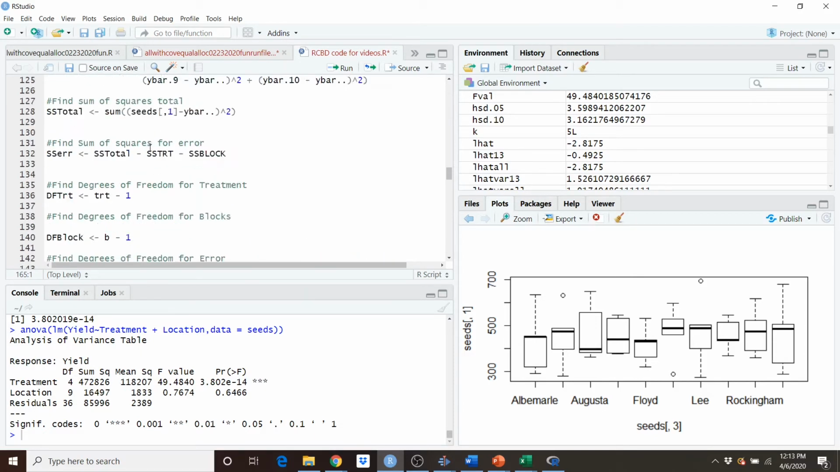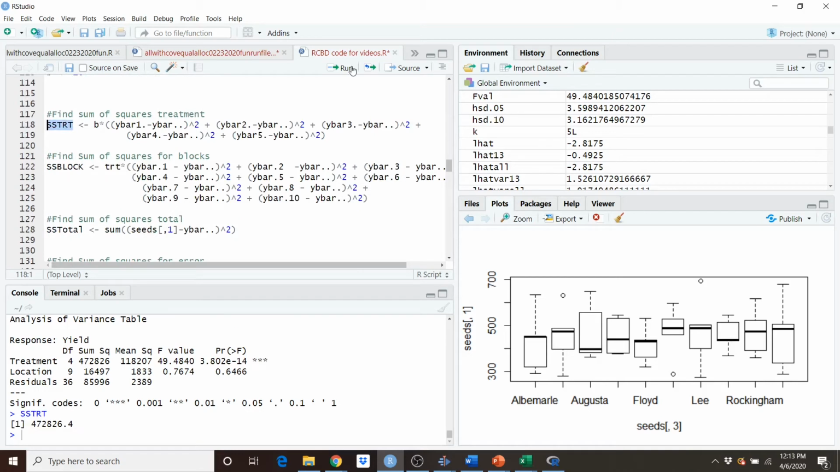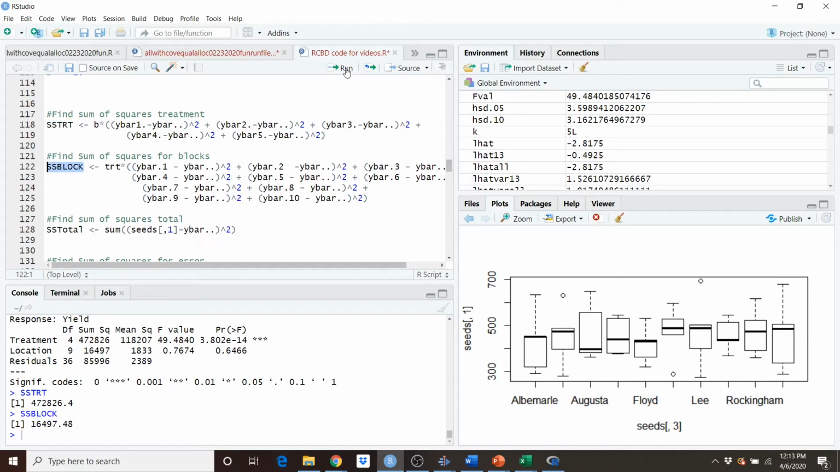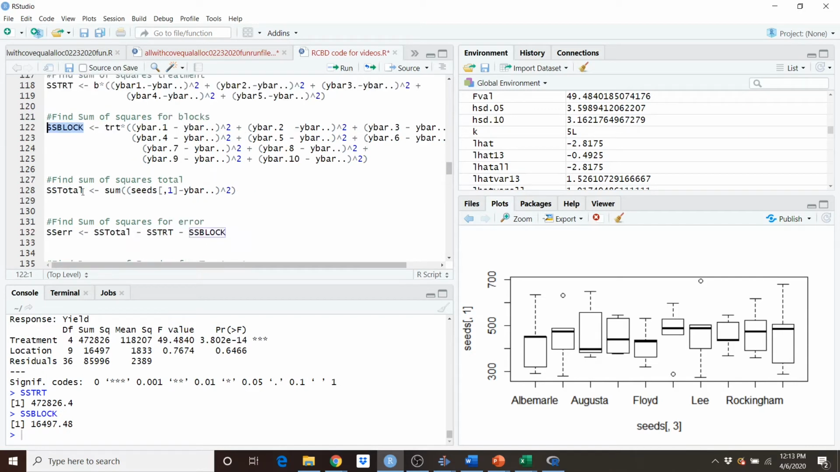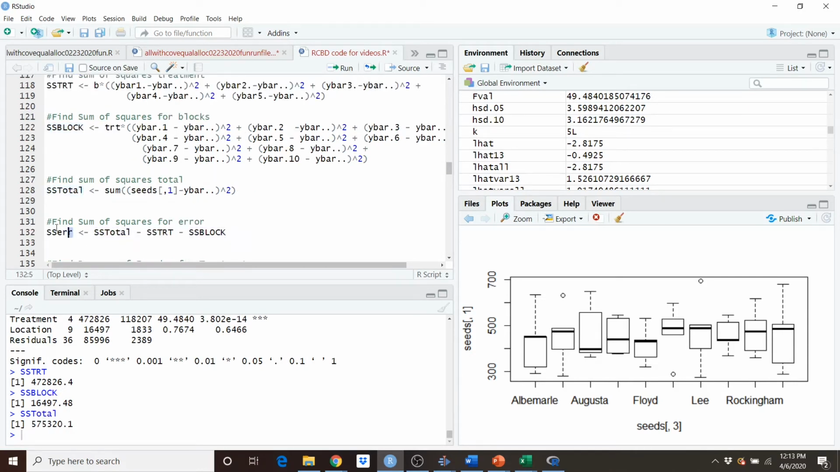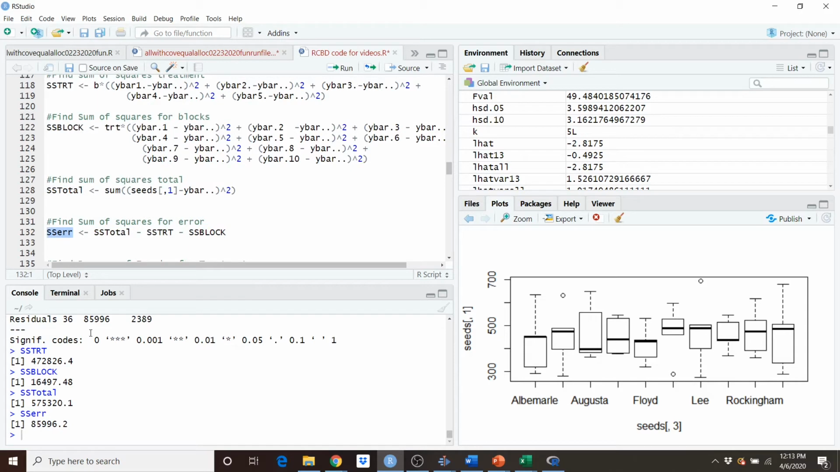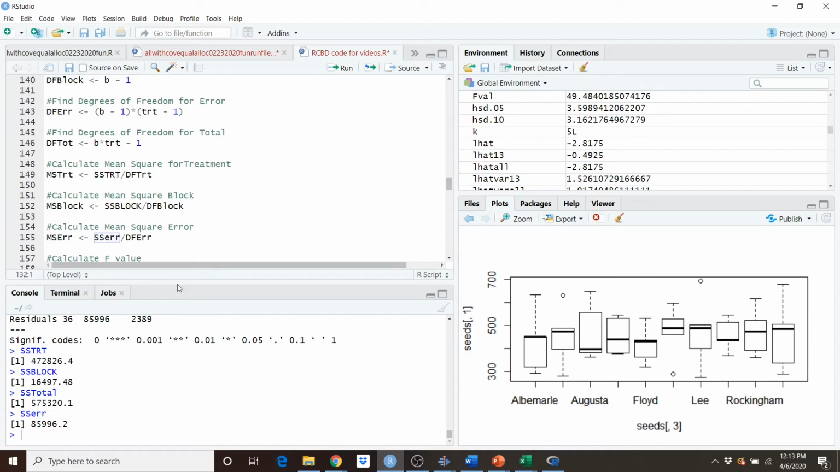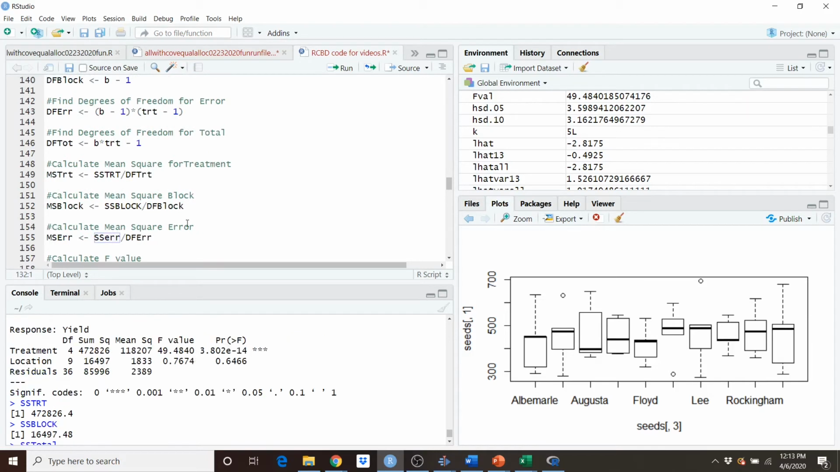Our sum of squares for treatment, 472,826. Our sum of squares for block, 16,497.48. Our sum of squares total, and then our sum of squares error. And notice our sum of squares error, 85,996.2. So now what about our mean square treatment and mean square error?